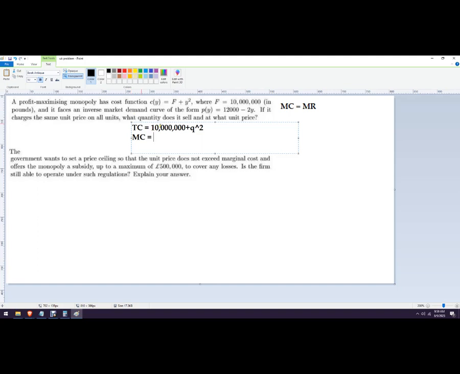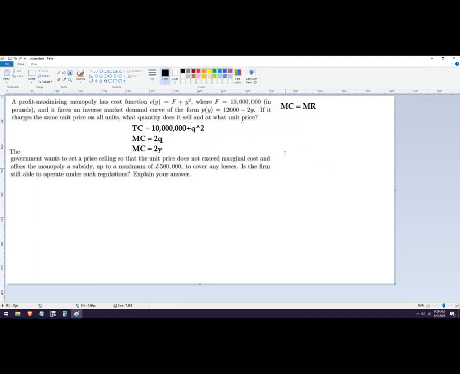So this is a constant, and then we're just going to take the partial derivative of that, so it'd be 2q. Now, the way this is worded, you could say that that's like saying 2y. You could say those are equivalent because we're using y as a quantity variable in this problem. That's fine. Okay, then we want marginal revenue.